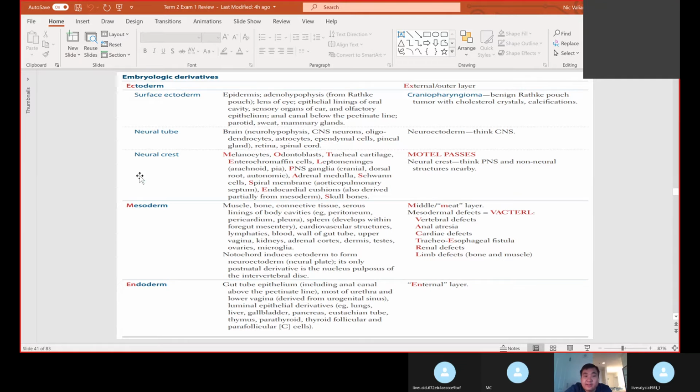Pay attention to the neural crest cells. What are those? Melanocytes, odontoblasts, tracheal cartilage, enterochromaffin cells, right, from your adrenal medulla. Leptomeninges, ganglia, Schwann cells, spinal membrane, endocardial cushions, and skull bones. So think neural crest, peripheral nervous system, and non-neural structures nearby.